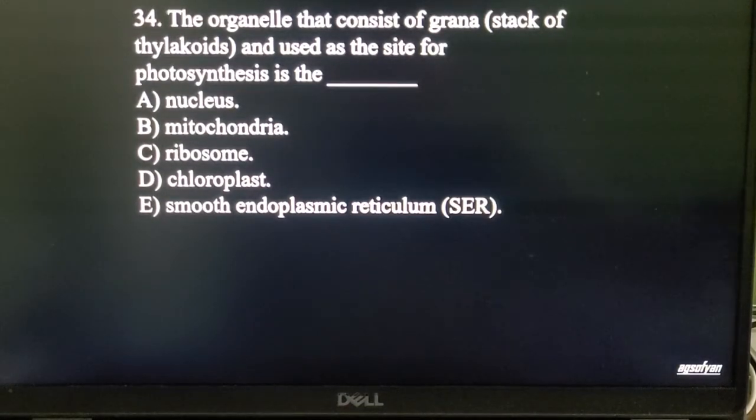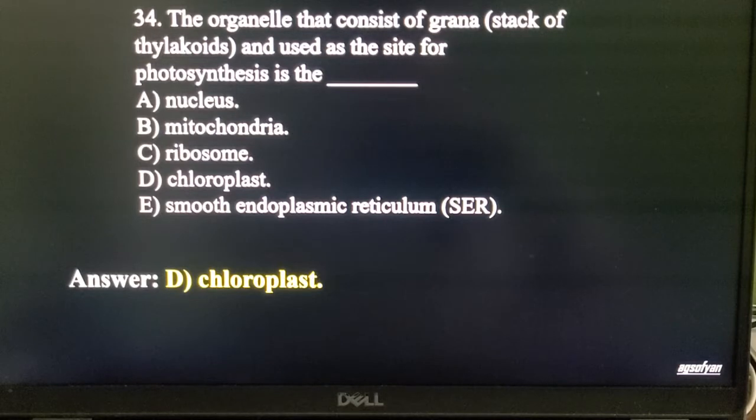Now, how about number 34? The organelle that consists of grana, stacks of thylakoid membrane, and is used as the site for photosynthesis is the A. Nucleus, mitochondria, ribosome, chloroplast, or smooth ER. Choose your answer. Okay, the answer should be chloroplast.